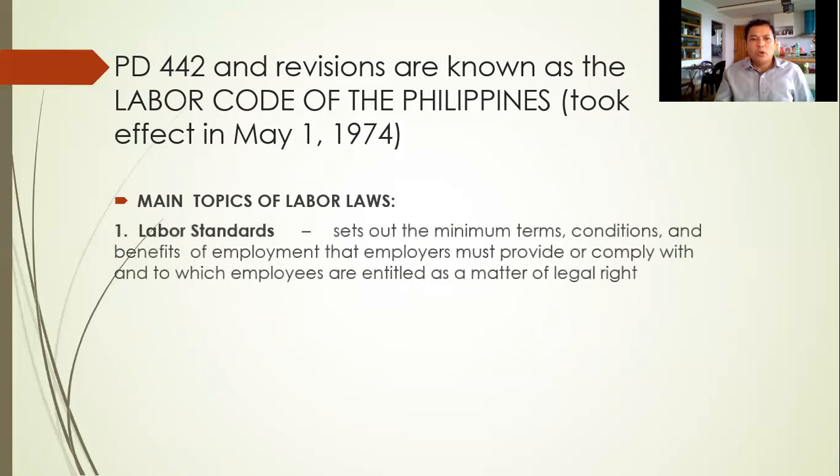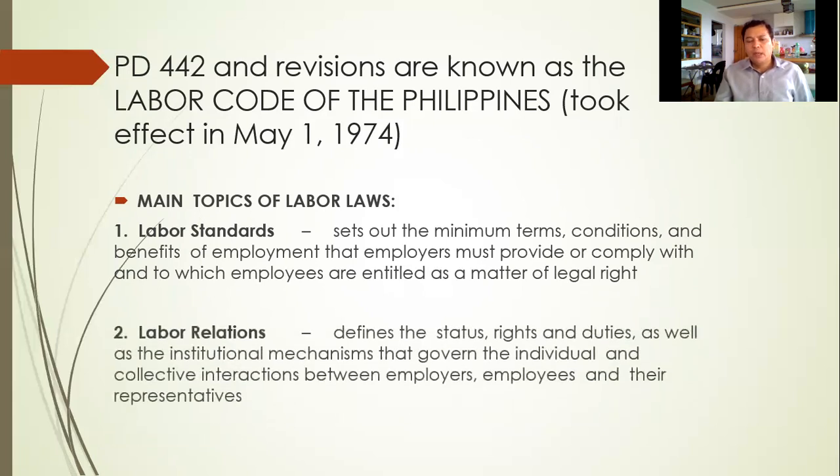The main topics of labor laws are labor standards and labor relations. Labor standards is book one, and book two is labor relations. We will discuss book one, which is labor standards. These are the laws which set out the minimum terms, conditions, and benefits of employment that employers must provide or comply with, and to which employees are entitled. This is not only a privilege, but a matter of legal right. It is a right for all employees.